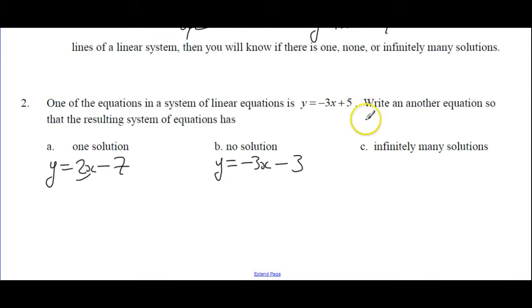Infinitely many solutions. Now don't just write the same line. Go with 2y is negative 6x plus 10. Basically any multiple of this will give you a coincident line, right? It is the same line. So don't just repeat this line down here. Give it in a different form.